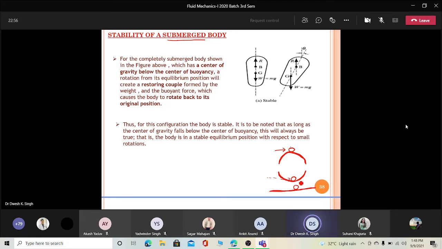Who will answer? What will happen? If we apply a force on the upper one, it will go down and tangentially fall, and if we apply it on the lower one, it will again come back to its own position and oscillate. This is the case. Basically, first of all, the physical interpretation of stability.